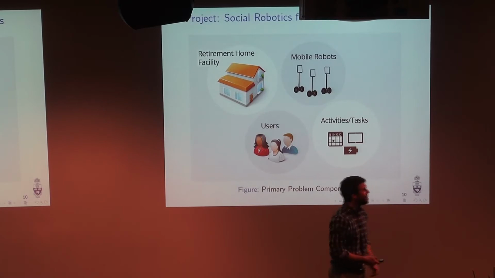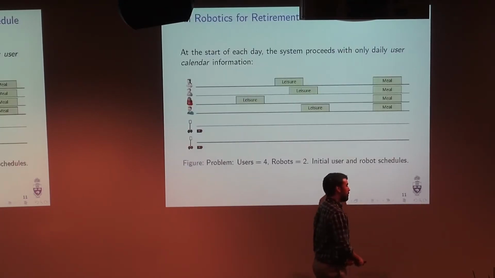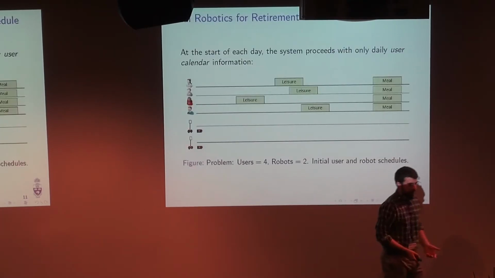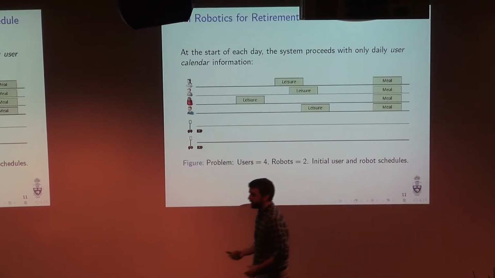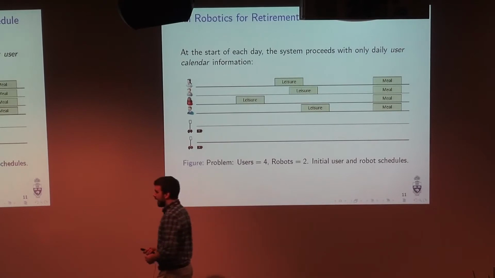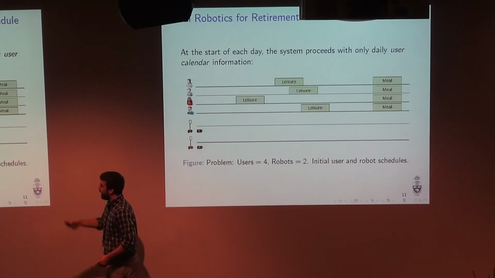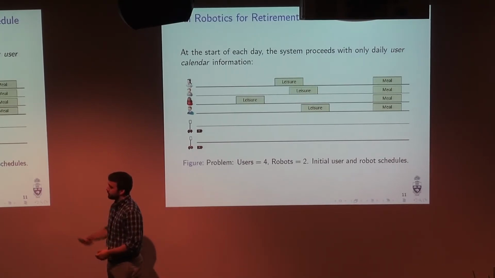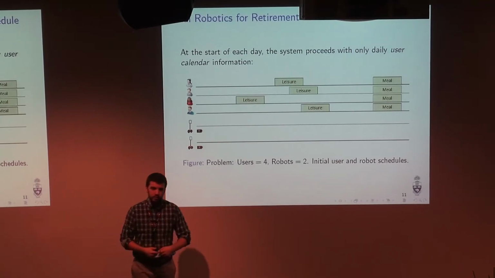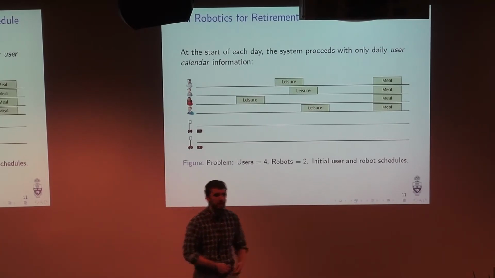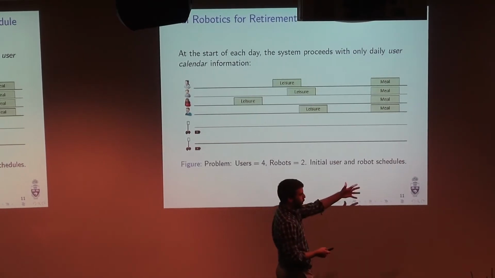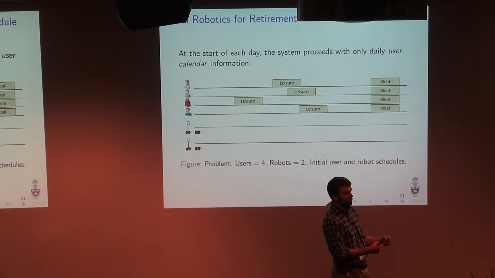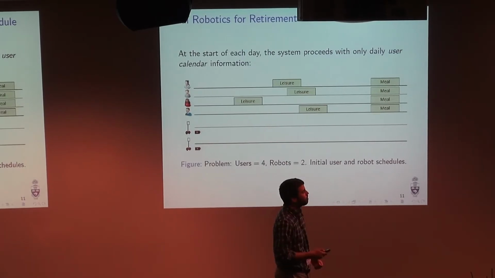At the start of the day, from the perspective of the multi-robot system, this is what the schedule for the retirement home users looks like. It looks pretty boring. Essentially, what we have so far are the components of each user's personal calendar. These are times that they can't be involved in any other tasks, such as meal times, leisure times, etc. And our two robots here, their job is to come up with a schedule that makes the day a little bit more exciting for the users at the retirement home.